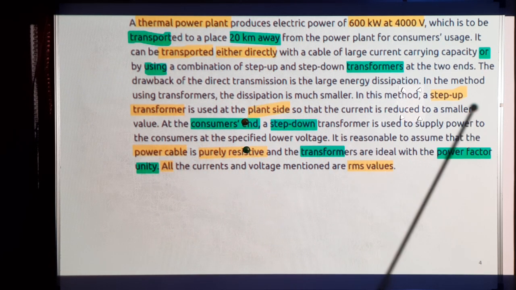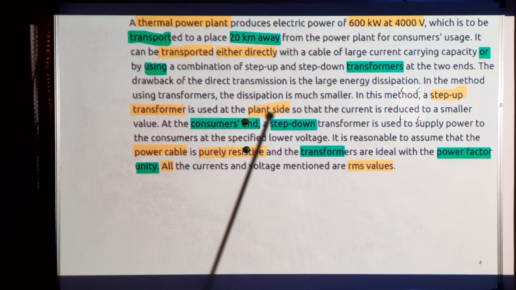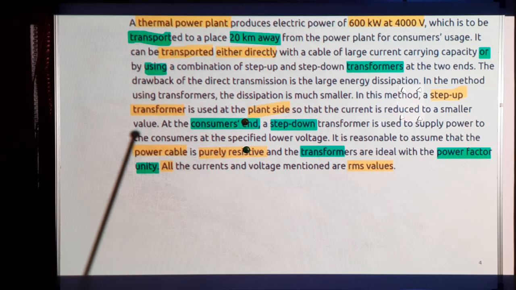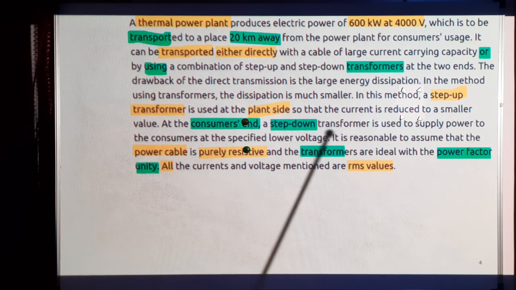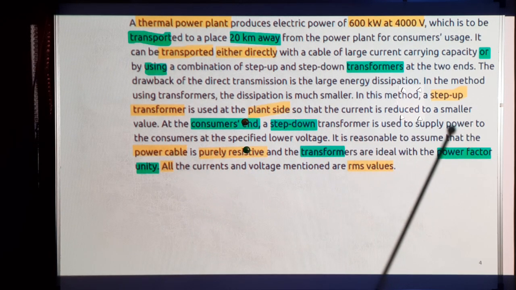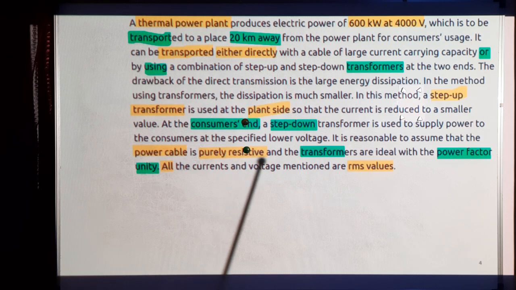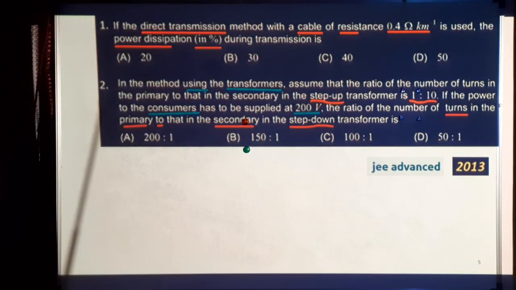In this method, a step-up transformer is used at the plant side so that the current is reduced to a smaller value. At the consumer's end, a step-down transformer is used to supply power to the consumers at the specified lower voltage. It is reasonable to assume that the power cable is purely resistive and the transformers are ideal with power factor unity. All currents and voltages mentioned are RMS values. This is a paragraph, and these are the two questions based on the paragraph.